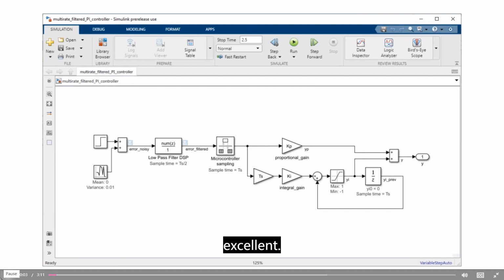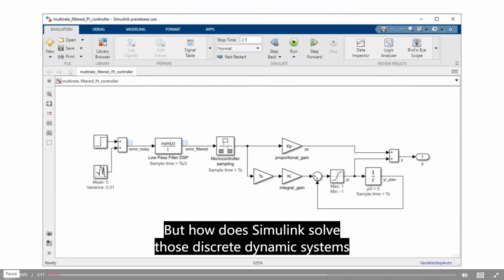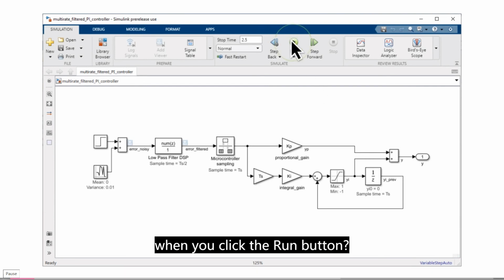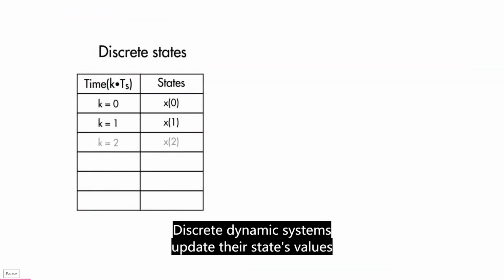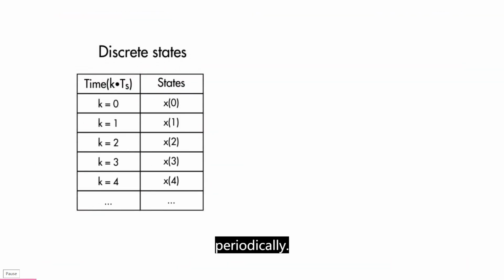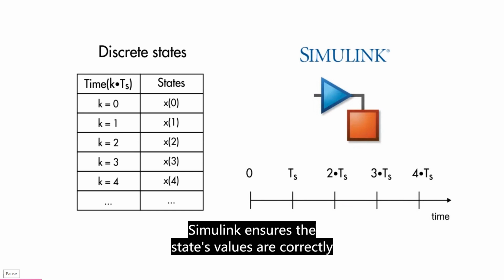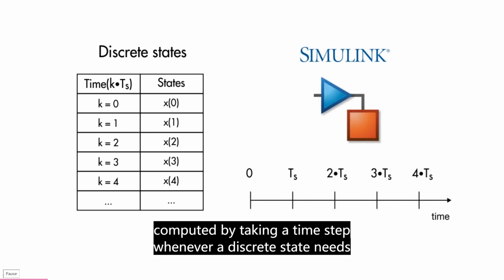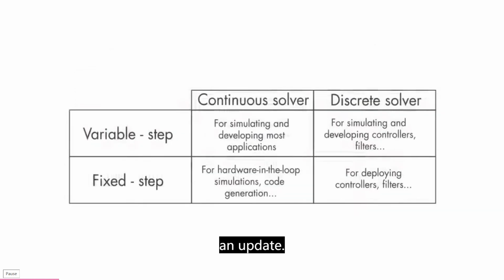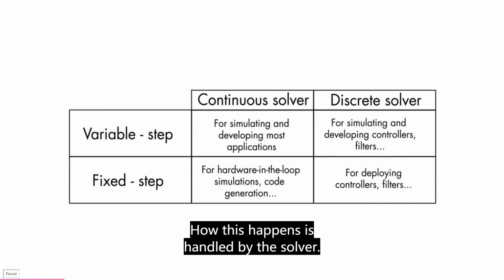Now you've modeled discrete dynamic systems in Simulink. Excellent. But how does Simulink solve those discrete dynamic systems when you click the Run button? Discrete dynamic systems update their states values periodically. Simulink ensures the states values are correctly computed by taking a time step whenever a discrete state needs an update. How this happens is handled by the solver.